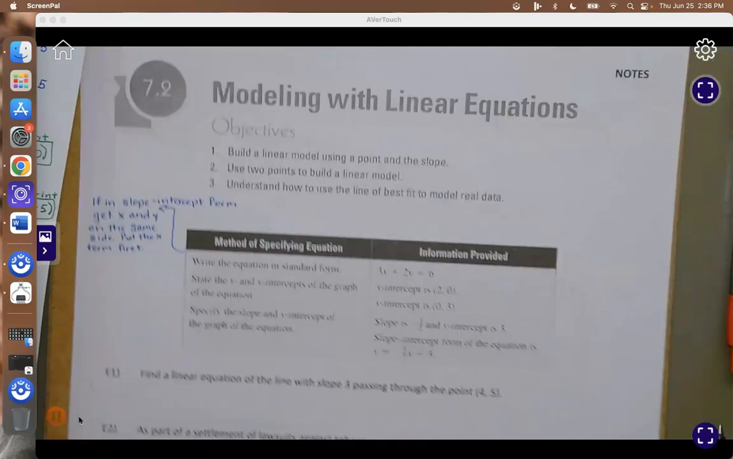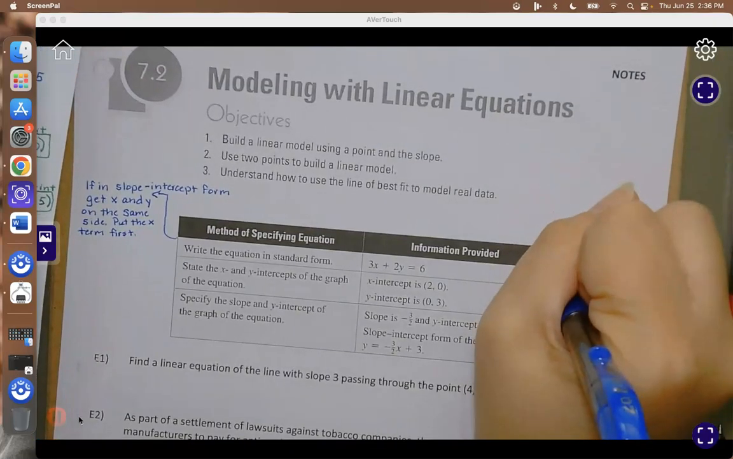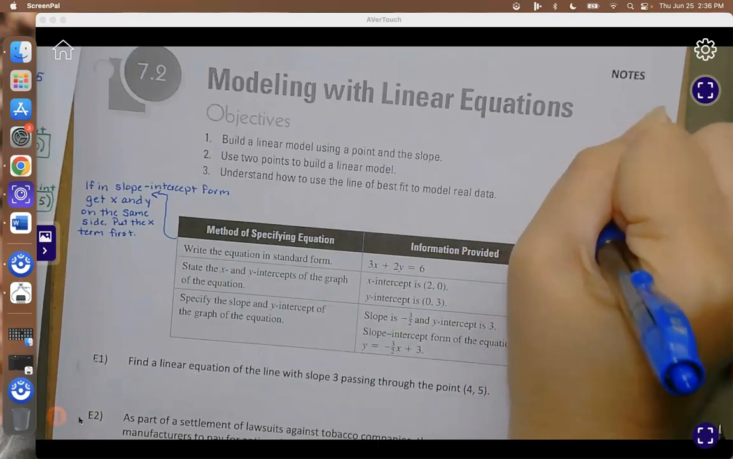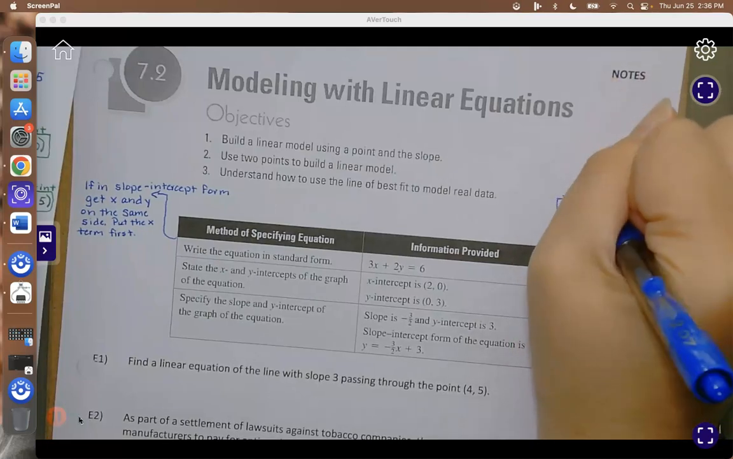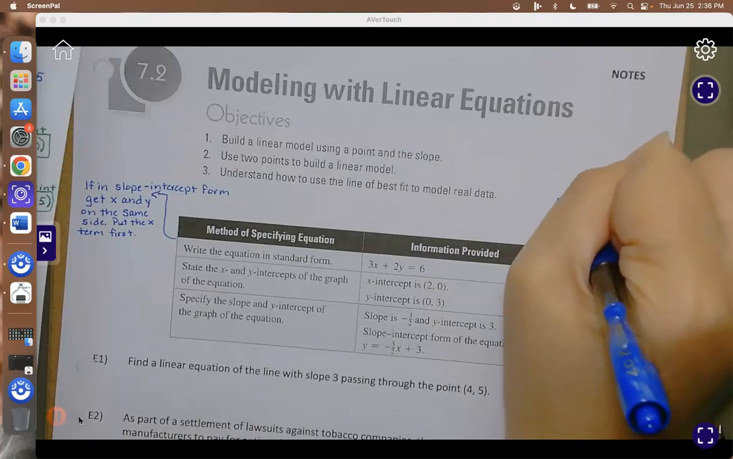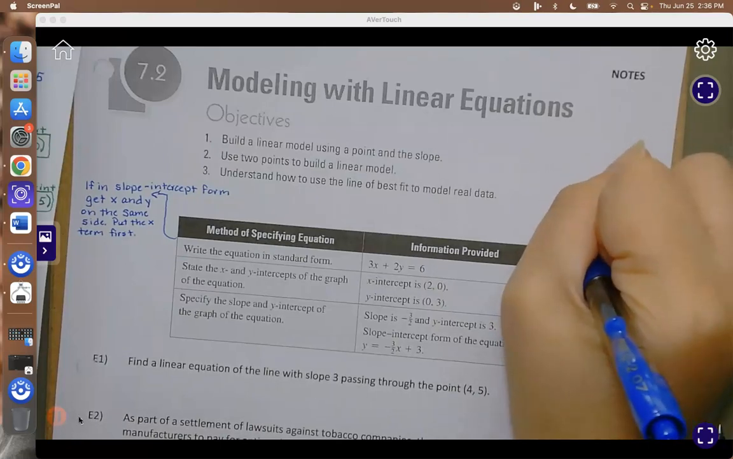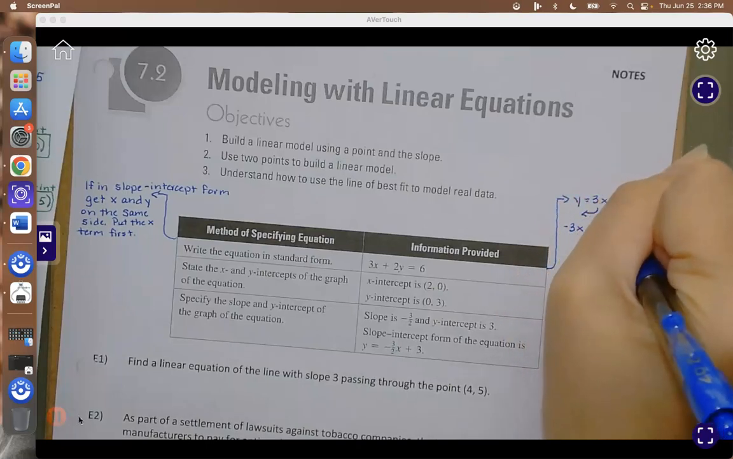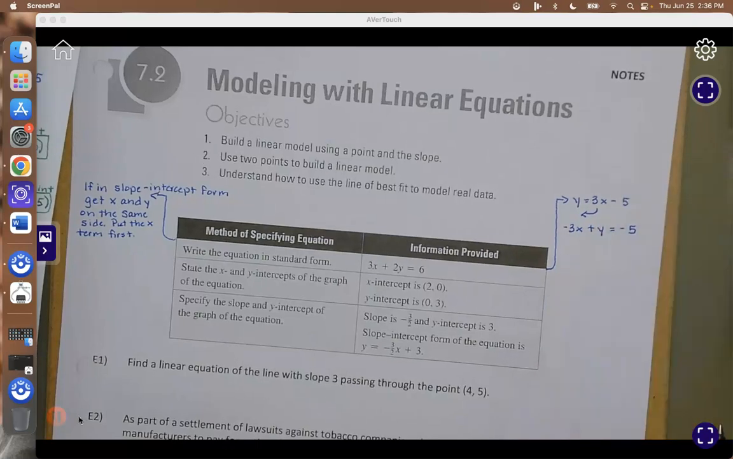Okay, so I'm going to do an example of this right up here. If I have y equals 3x minus 5, I'm going to need to move my 3x over, so that becomes negative 3x plus y equals 5. And now it's in standard form. Okay? Alright, next, state the x and y intercepts of the graph of the equation.